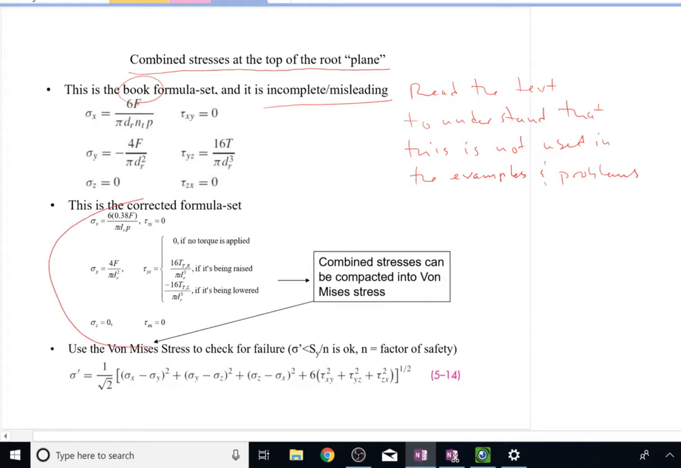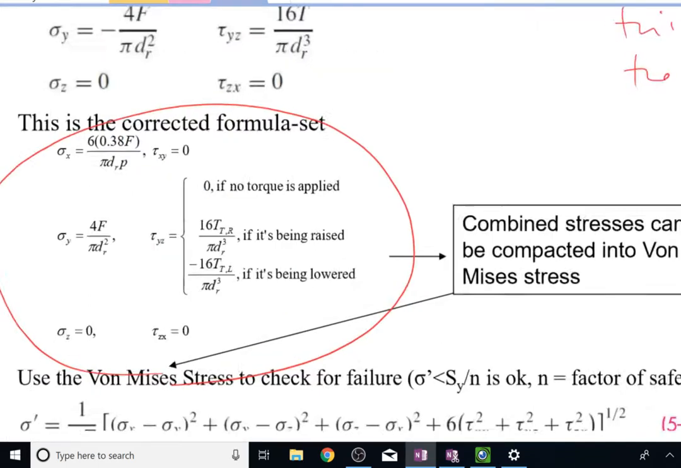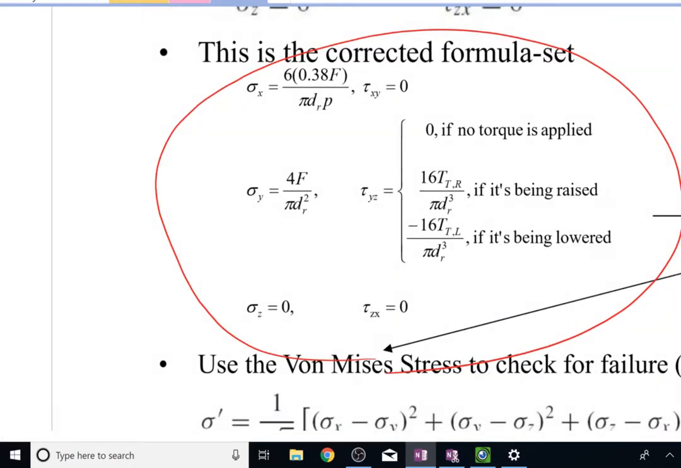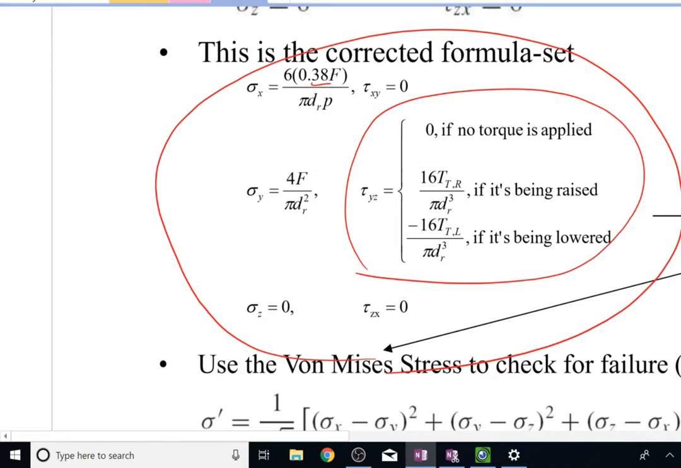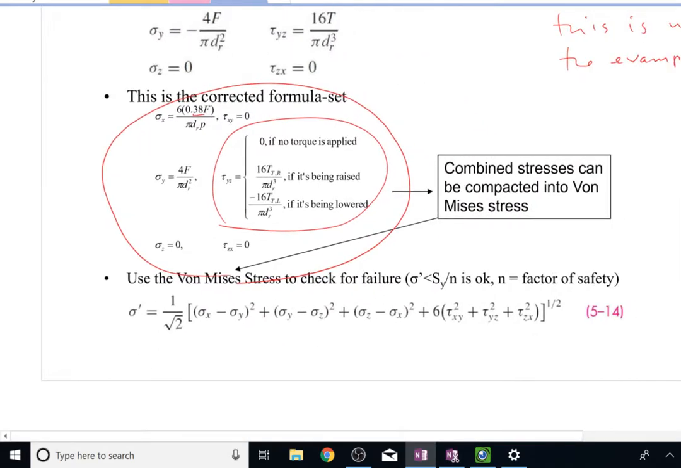Here are the corrected formulas, as far as I can tell. I know it's a little bit small. Maybe I can enlarge it. There it is. So we have the 0.38 up here, and we have a conditional statement here. If there's no torque being applied, or if the power screw is being raised or lowered, these are the various stresses that would be in there. And then you would use the von Mises stress to check for failure with a factor of safety.